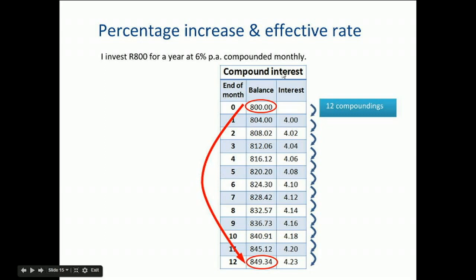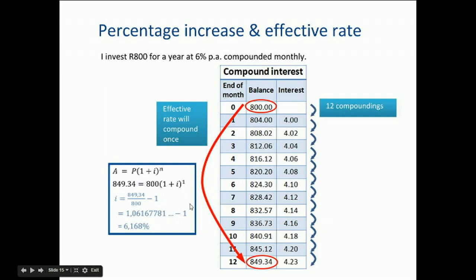So now I'm just looking at the compound interest column, and I've got 12 compoundings. That's what I'm showing with those arrows down the right-hand side. And then I'm highlighting here, I'm starting at the beginning, and I'm jumping to the end, and I want to do that in one step. So the effective rate is the percentage that will jump from 800 to 849.34 in one step.